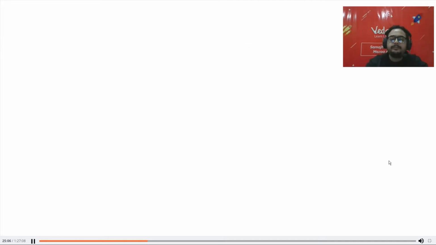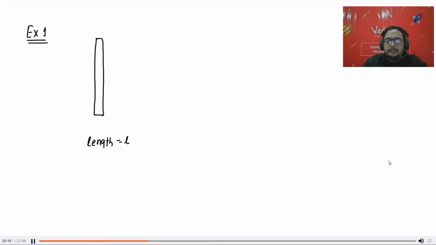Okay. So the first example will be very, very simple. Let me say this is your example number 1. I have a rod. Length of the rod is L. Let me say the magnetic field is inside and the velocity of the rod is given to me as V. This is point P and this is point Q.